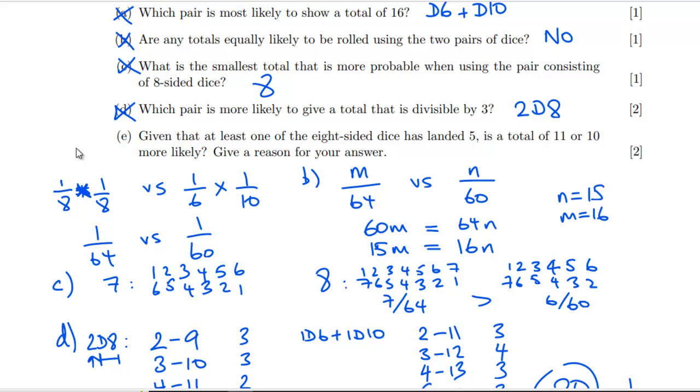E, given that at least one of the 8-sided dice has landed a 5, is a total of 11 or 10 more likely? So we've definitely got a 5. So we've either got 5, 6, 5, 5, or I suppose you could have 6, 5, because they're the only options we could have in order to get 11 or 12, with one of them at least being a 5. So we're more likely to get 11 than we are to get 10. So it is 11, for the reasons shown. You can show that picture for permutations shown.